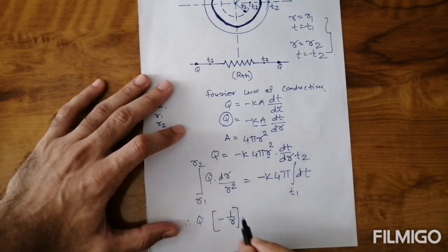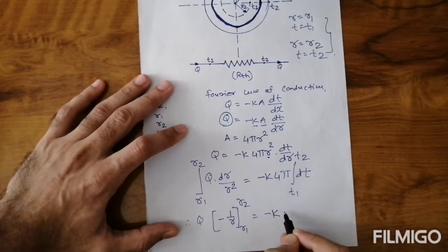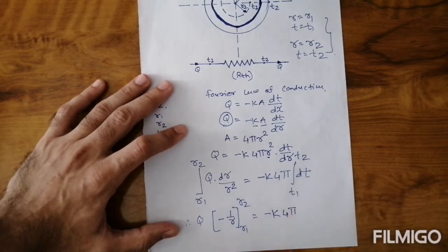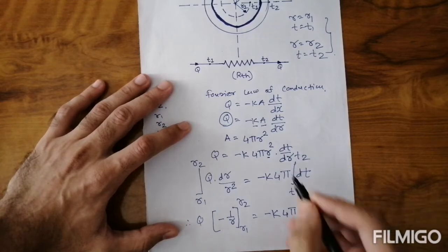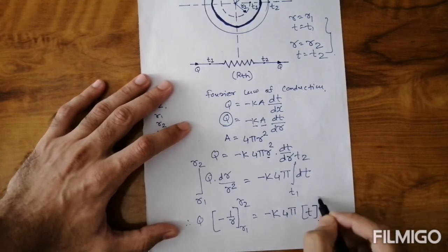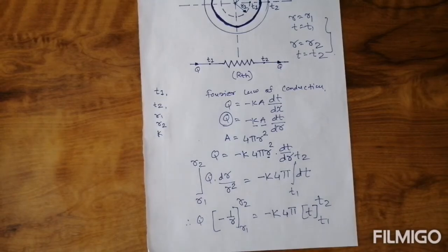Okay, what will be our limit? So r1 to r2 is equal to, that will be constant term as it is, minus k 4 pi. What will be the integration of that? Integration will be T will be considered. So T, and what will be the condition over here? The limit is T1 and T2. Okay, up to that.